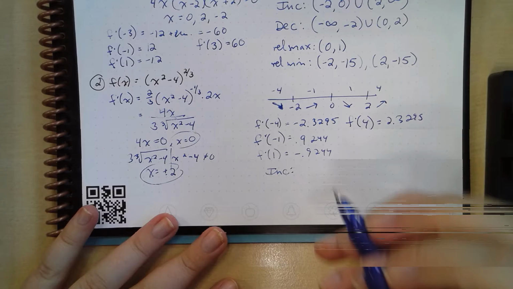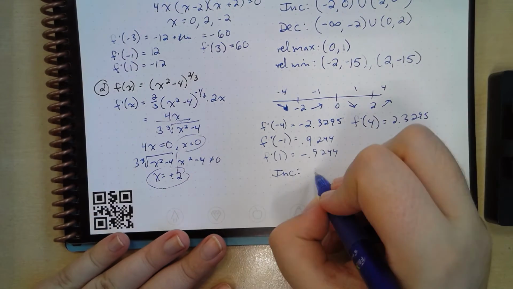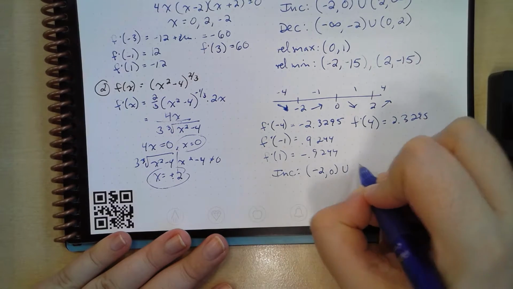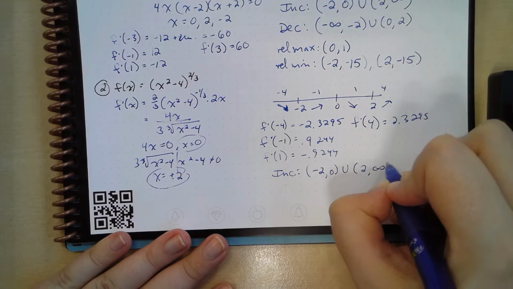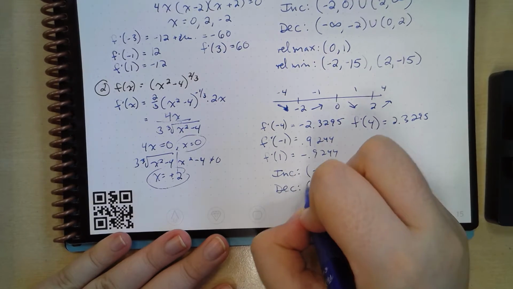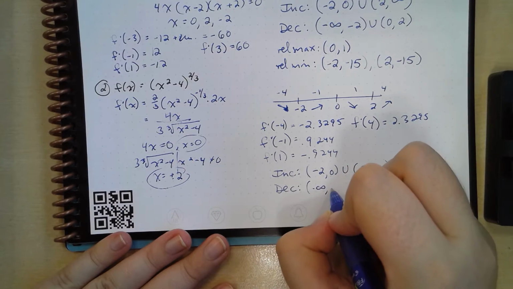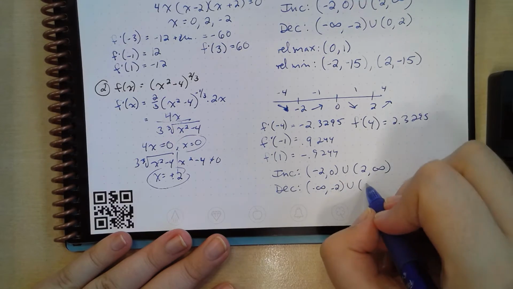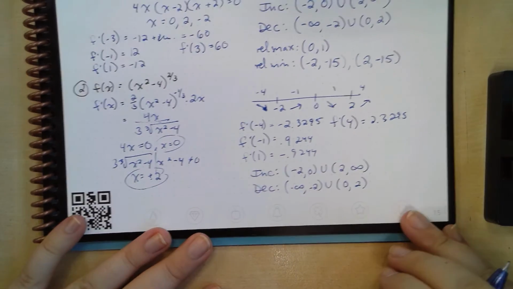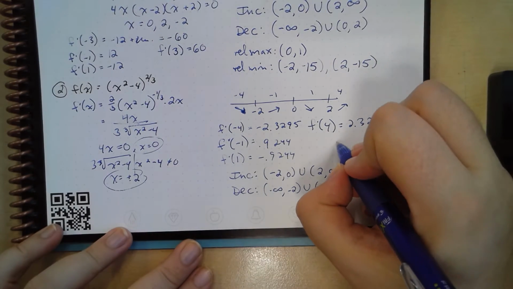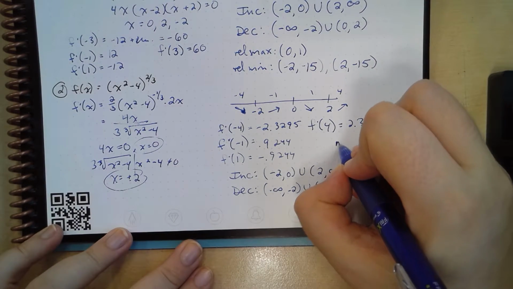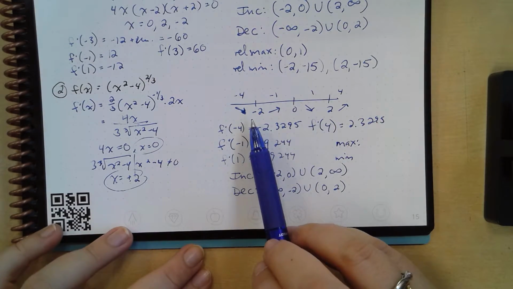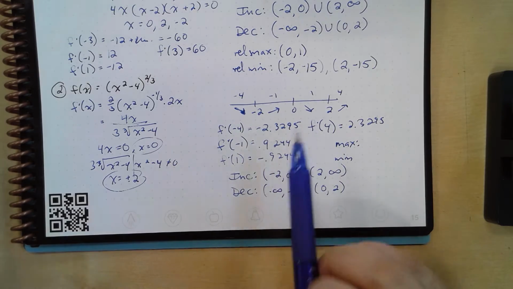So it looks like we are increasing. Did I freeze up here? Okay. Increasing from -2 to 0, and then again from 2 to infinity, and I'm decreasing from -infinity to -2, and then again from 0 to 2. And where are my relative minimum and maximum? So it looks like I'm going to have a maximum and a minimum. Well, my minimum is going to be at -2 and 2.